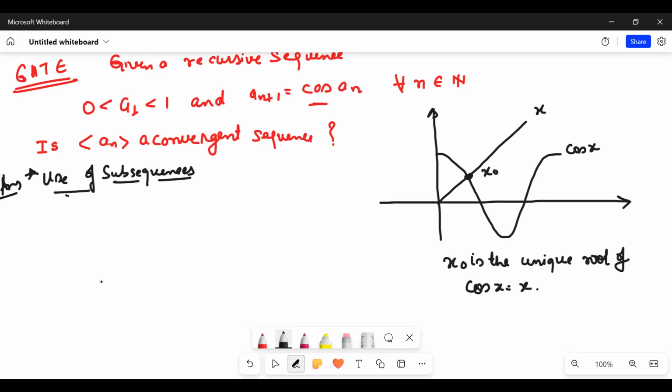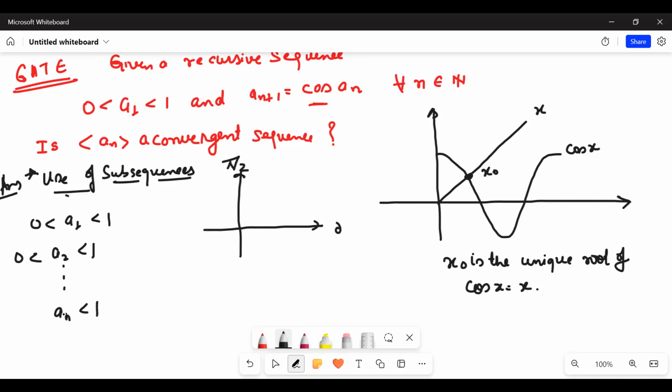Now, one thing is quite clear, that a1 lies between 0 and 1. Clearly in the first quadrant, the angle goes from 0 to pi by 2. So a1 lies between 0 and pi by 2, if I'm using it as an angle here. So this angle lies in the first quadrant. Your a2 also would lie between 0 and 1, because in the first quadrant cos is positive, and when cos is positive, it lies between 0 and 1. So in general, my an would be lying between 0 and 1, which implies an as a sequence is a bounded sequence.